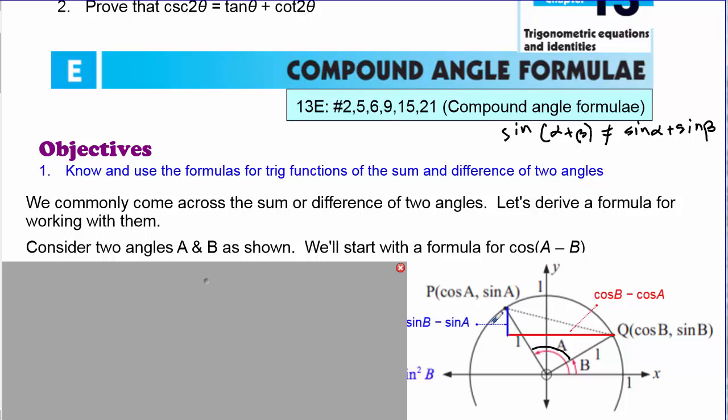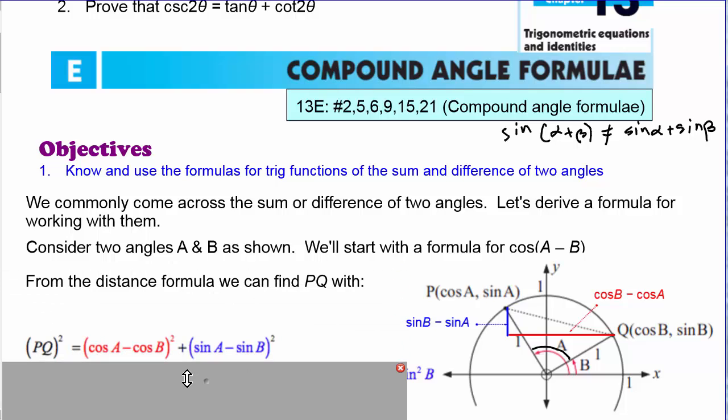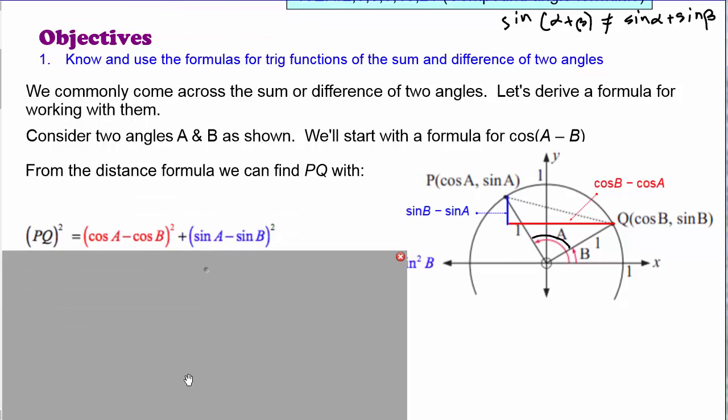And you'll notice, for example, that sine of B, which is this height, minus sine of A, which is this height, is going to be negative. But that's okay because we're going to square it when we get to the distance formula. And we get that PQ is this form here. PQ is cosine A minus cosine B, that's the red line, squared, plus sine A minus sine B, that's the blue one, squared, gives me PQ squared. I'm actually not going to take the square root because it's fine to just understand what PQ squared is.